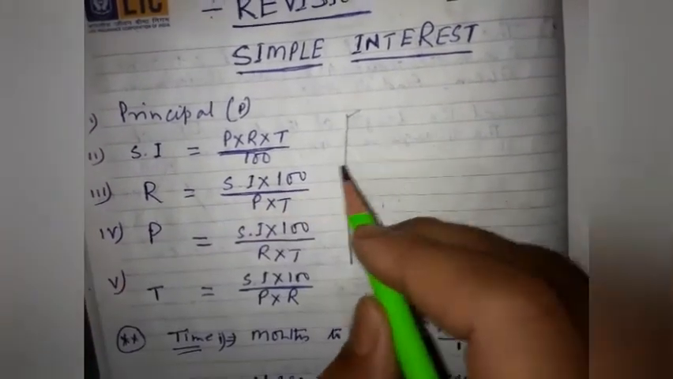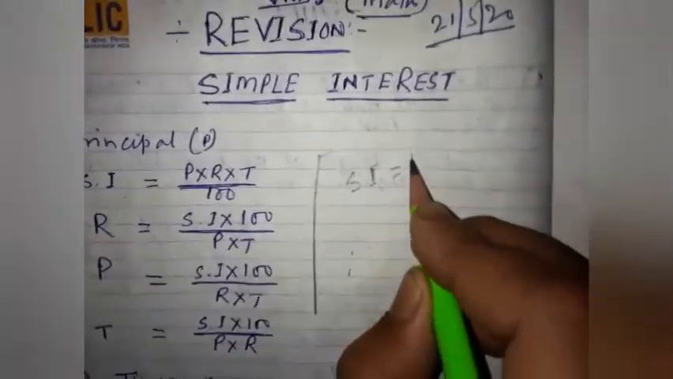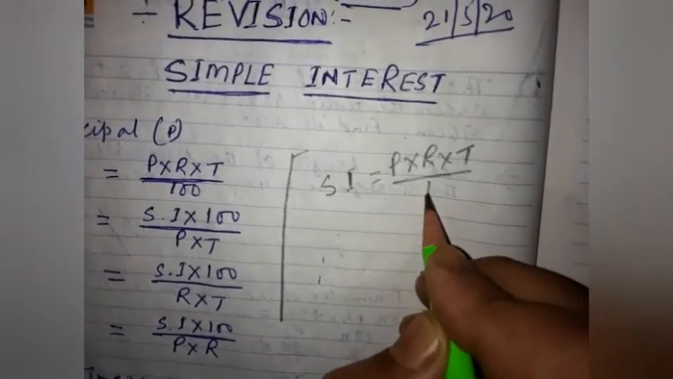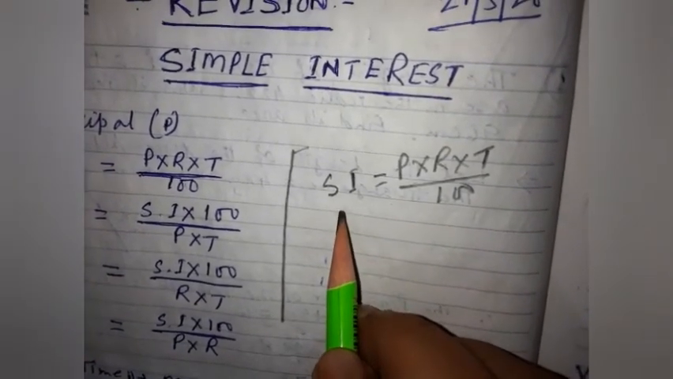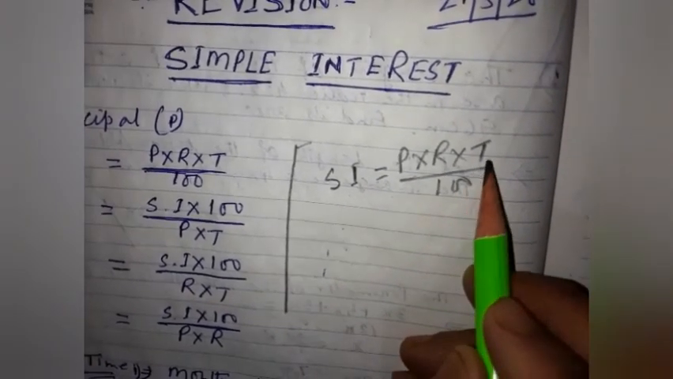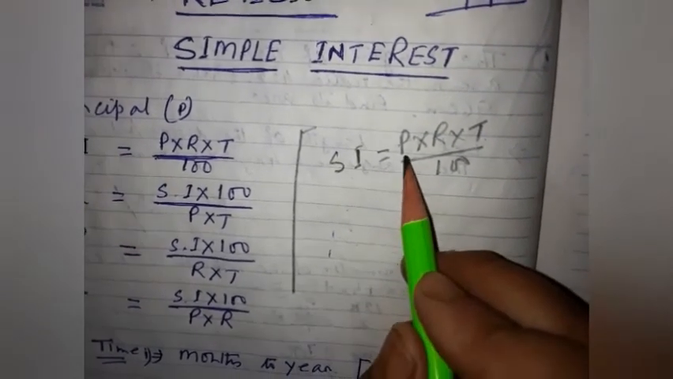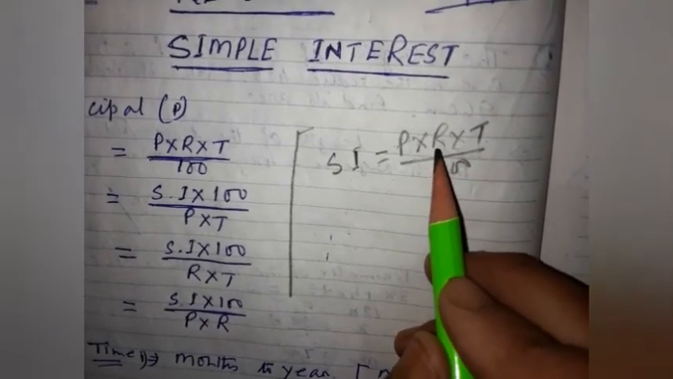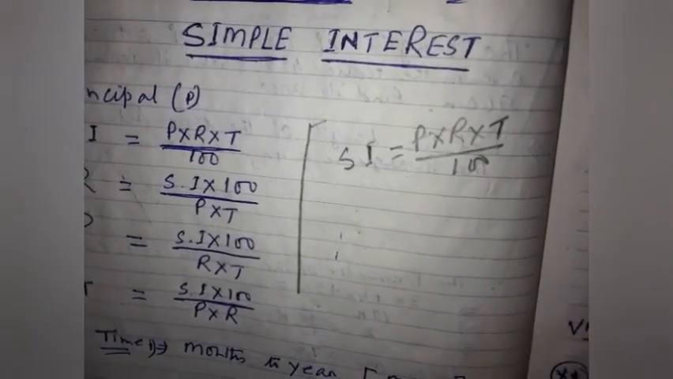No need at all. If you know this, just let me explain. You know SI is equal to P into R into T by 100, just remember this one. So here you see there are 4 unknown things. One is SI, one is P, one is R, one is T. Now whichever unknown thing you have to find out, you keep it on the left hand side, and the remaining things you keep on the right hand side. How? Let me explain.